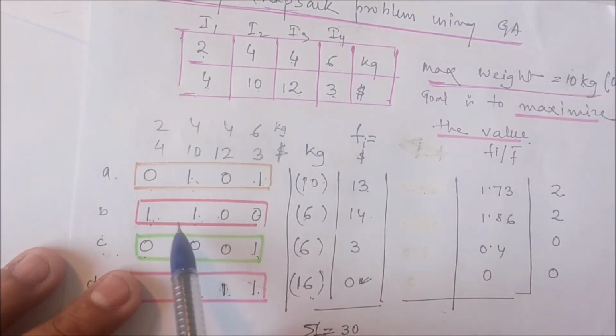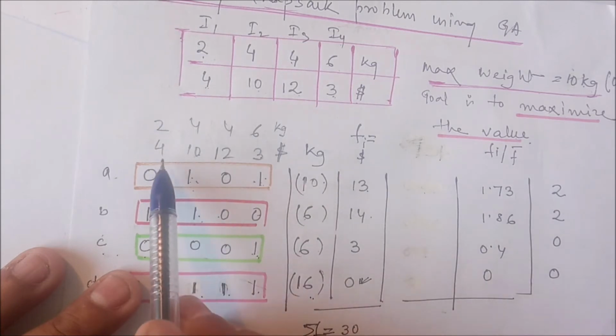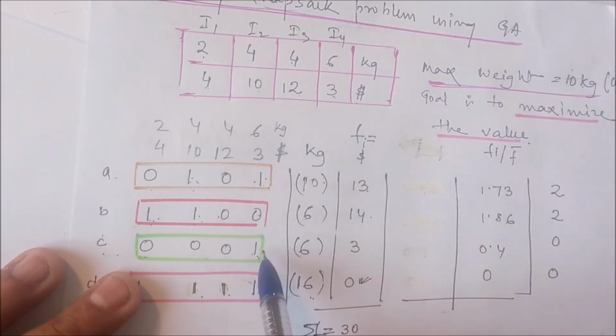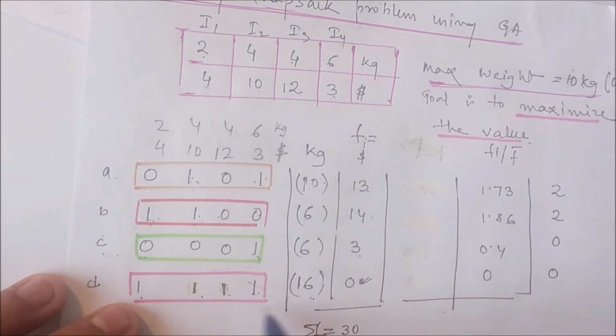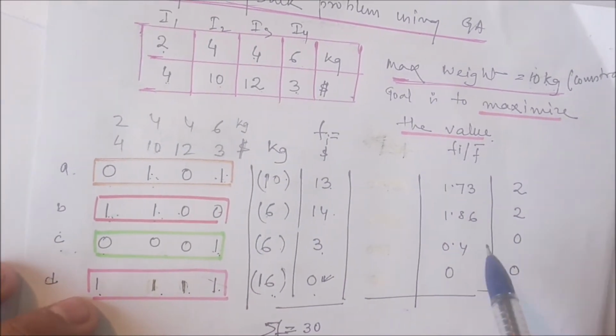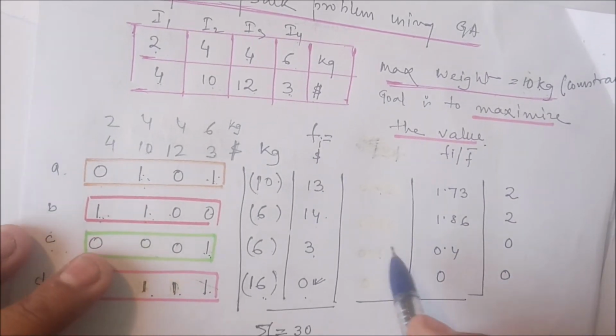If you select item 1 and 2, the total cost will be 4 plus 10, it is 14. If you select only item 4, then the total cost is 3, and in this case definitely it will be 0. Now after that we have to identify the fitness. So how to identify the fitness?